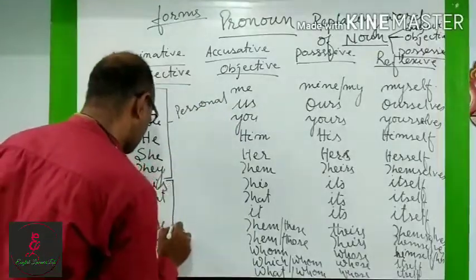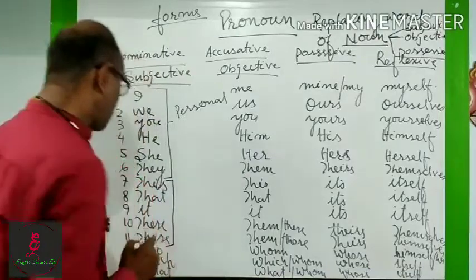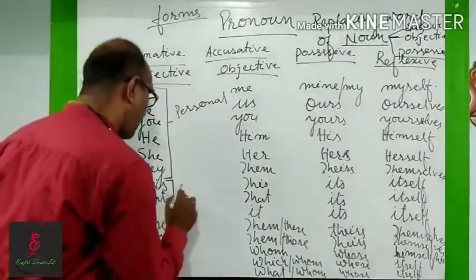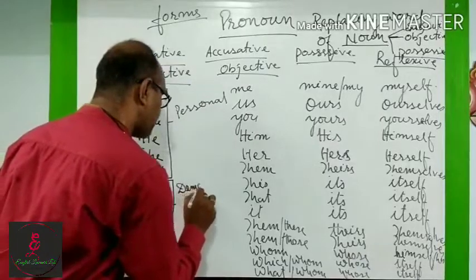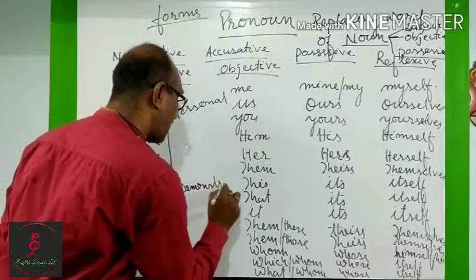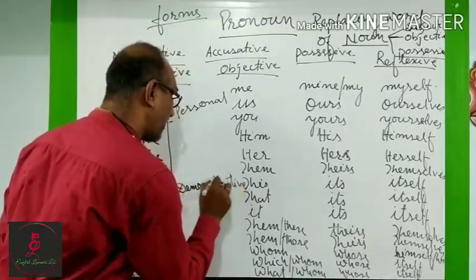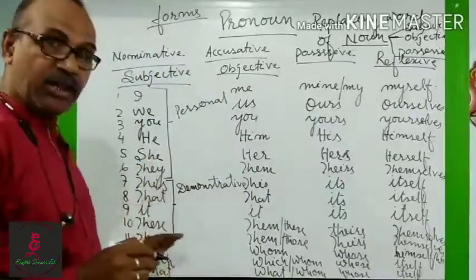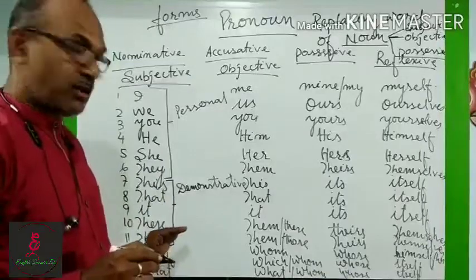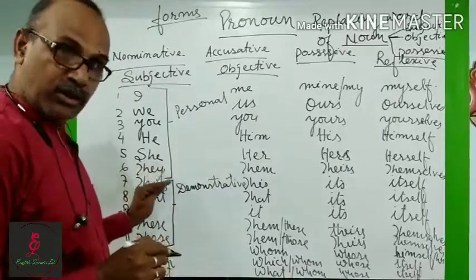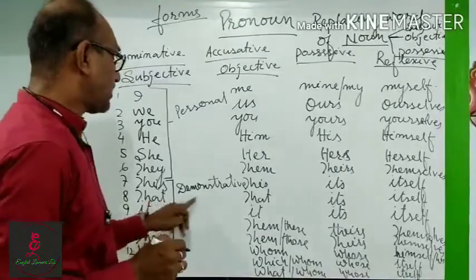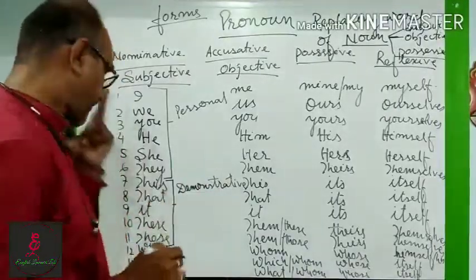This, that, it, these and those. These are called demonstrative. For non-living things we use these pronouns. That's why they are called demonstrative.